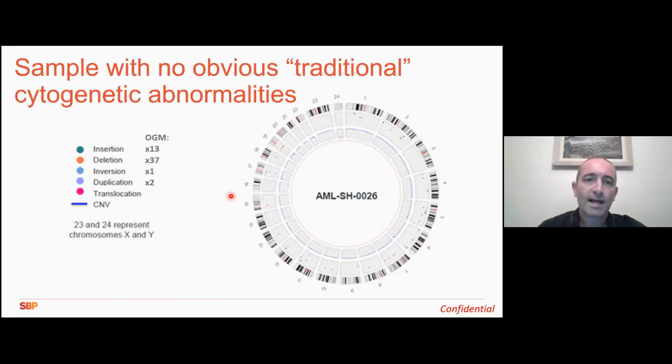And then just one last example of a circus plot. This is one of our samples that was considered normal or negative by traditional cytogenetics. And we don't see any translocations here, but all the dots around the circus plot represent structural variants. We found 13 insertions, 37 deletions, an inversion, and 2 duplications. So a lot more structural variants detected using optical genome mapping.